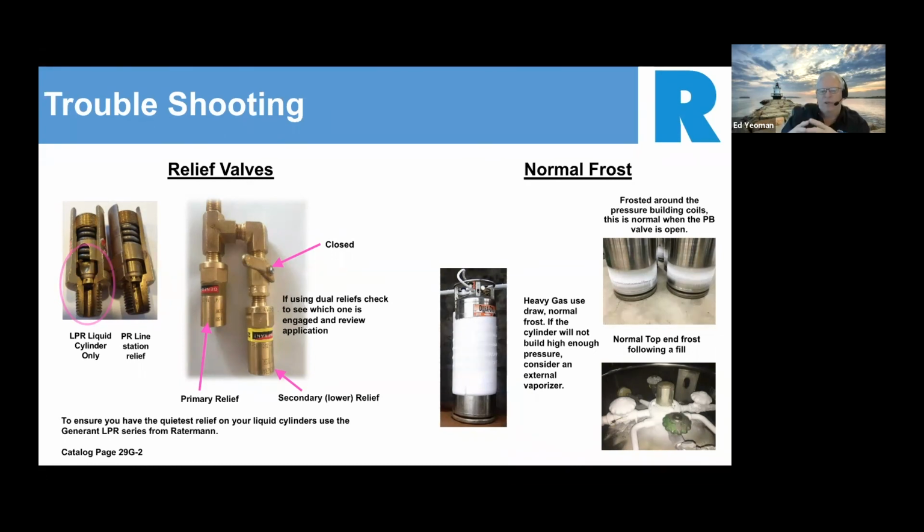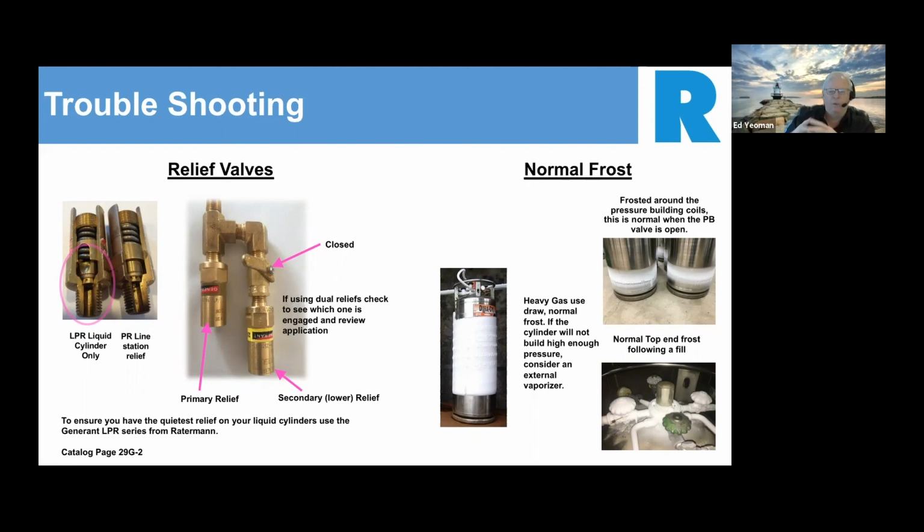The figures on the right are designed to just focus on frost, because people have a tendency to freak out over frost. It's an indication of something gone wrong or a bad vacuum. The figure in the left-hand portion shows what they call a barber pole effect. That would be a liquid cylinder with heavy gas use. It's drawing hard on the gas use function of the cylinder, and those coils in the upper part of the cylinder that we showed in some previous slides are drawing the ambient temperature in and vaporizing that liquid into gas, and it's frosting up the cylinder.